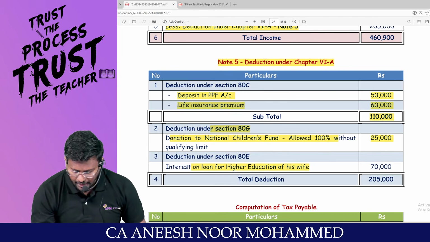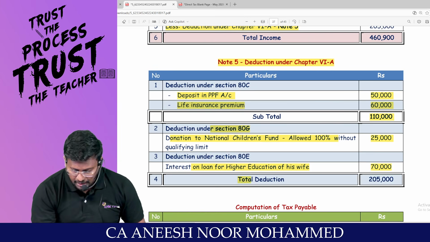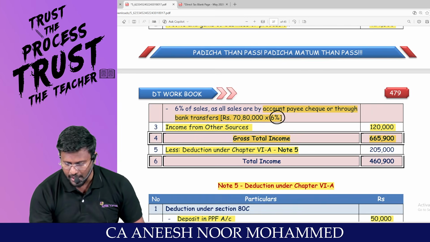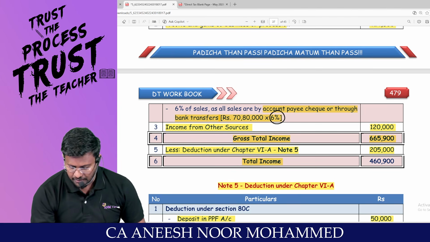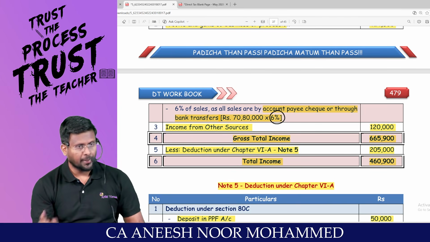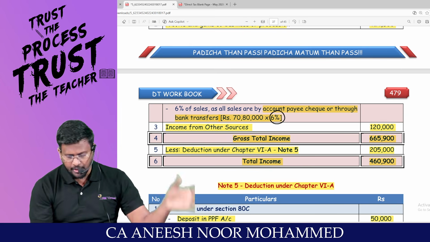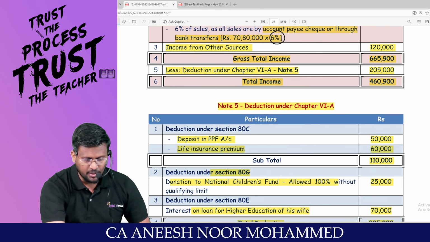Interest on loan for higher education of his wife. Sir, interest can be claimed as deduction under 80E. So the total deduction will be 2,05,000. That means if the assessee is going to travel through the presumptive route for PGBP and optional tax regime for the ultimate computation, total income is 4,60,900.